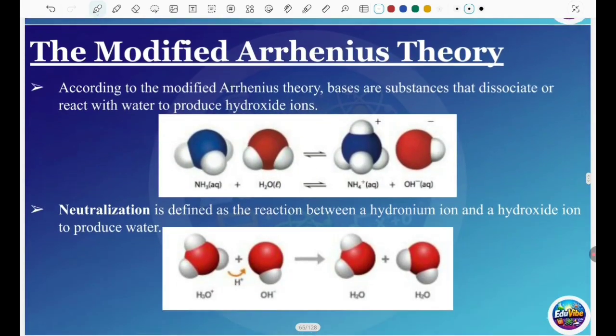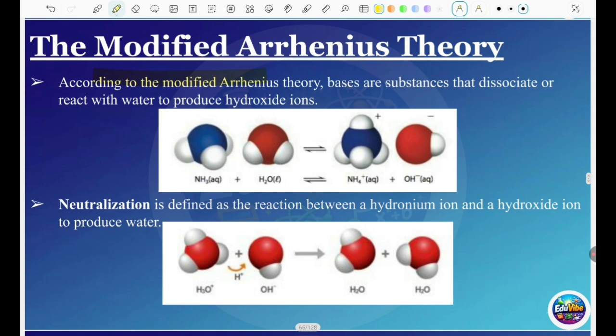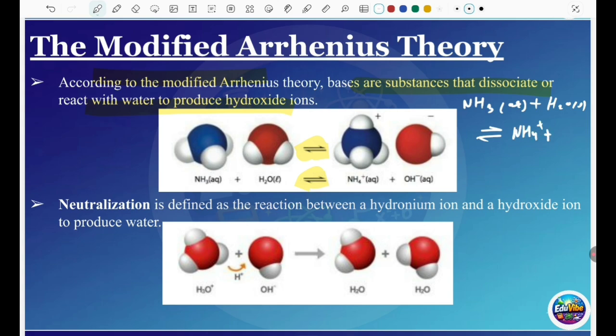It's the same with the bases. According to this theory, bases are substances that dissociate or react with water to produce hydroxide ions. Now, if we take NH3 aqueous plus water liquid, NH3 is a weak base, so we have to write the equilibrium sign. We use this sign when we have a weak base or a weak acid. After that, it will become NH4 positive, and we get OH minus, which is the hydroxide ion.